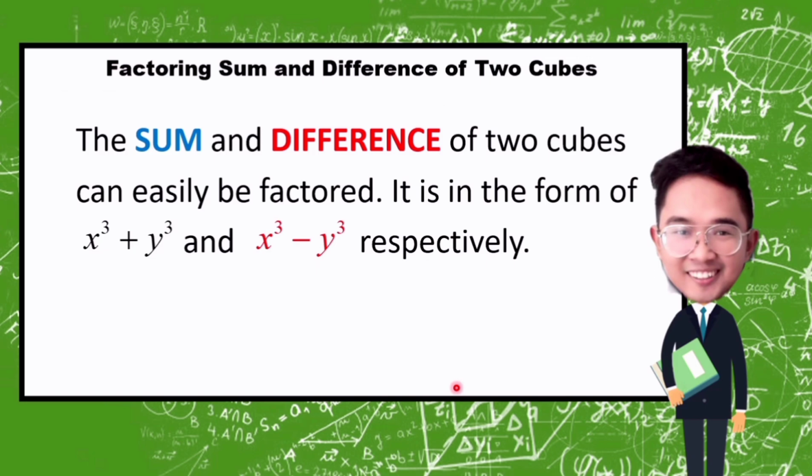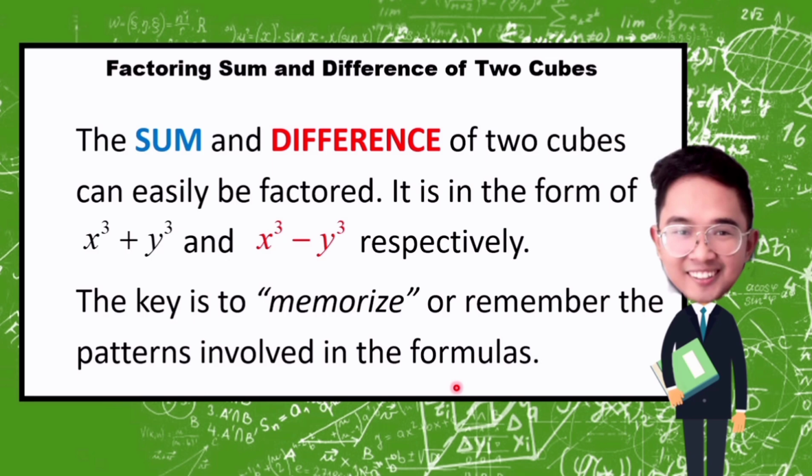The sum and difference of two cubes can easily be factored. It is in the form of x cubed plus y cubed and x cubed minus y cubed, respectively. The key is to memorize or remember the patterns involved in the formulas.